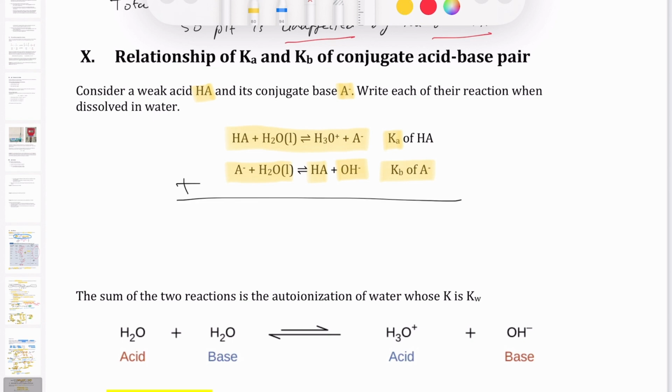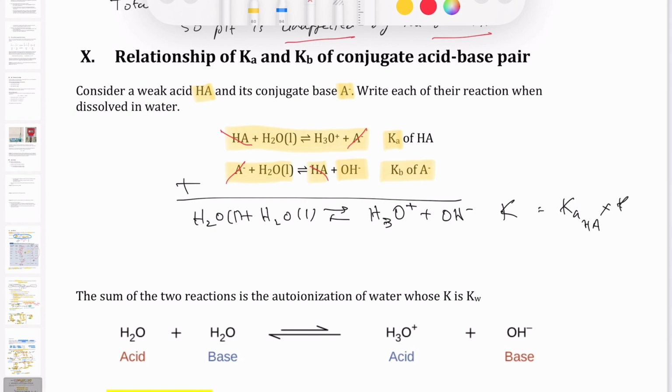Something interesting happens when you add these two reactions together. The HA cancels, the A minus cancels, and we end up getting H2O plus H2O forming H3O plus and OH minus. Now the K is of course going to be the product of the K of the two reactions, right? Remember that when you add reactions, the K gets multiplied. So in other words, the K here is going to be Ka of HA times Kb of A minus. But the K of this reaction should be familiar to you because this is none other than your autoionization of water reaction. So therefore the K itself is Kw.